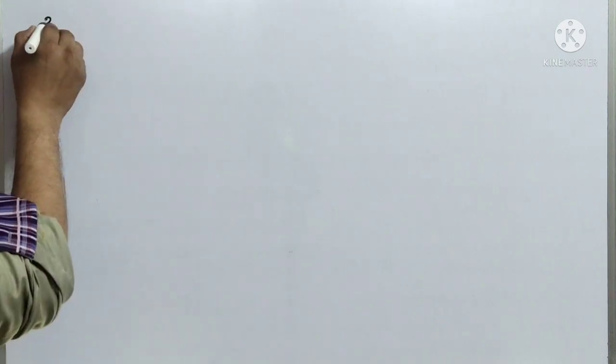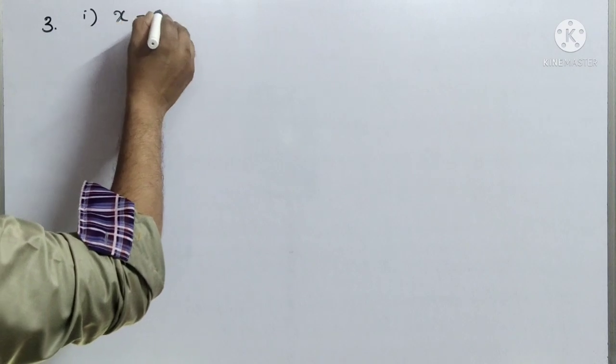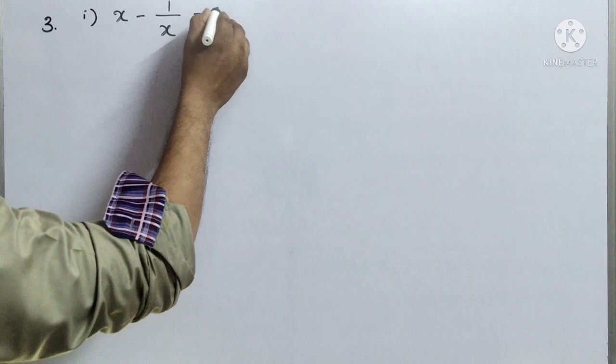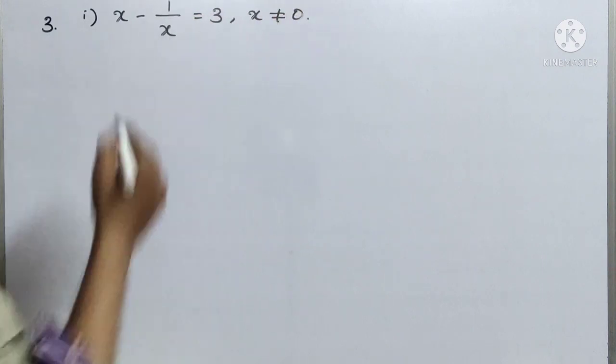Question number 2, you do it as homework. The third sum I am going to do now. I'll show you how to solve by using the quadratic formula. Find the roots of the following equations. The first one is x minus 1 by x equals 3, and it is given that x is not equal to 0.